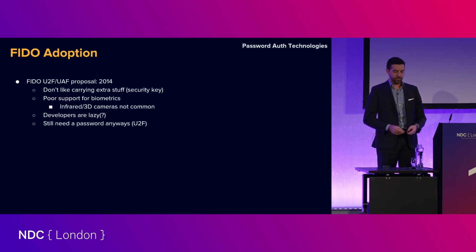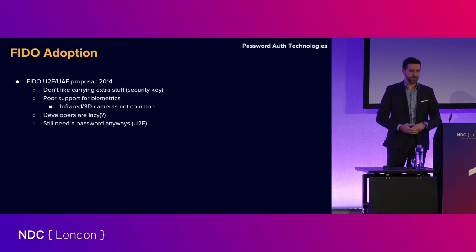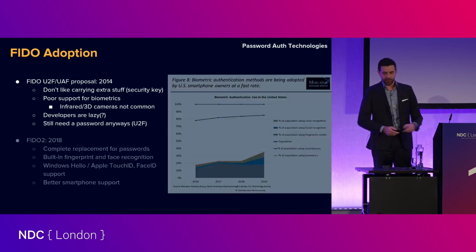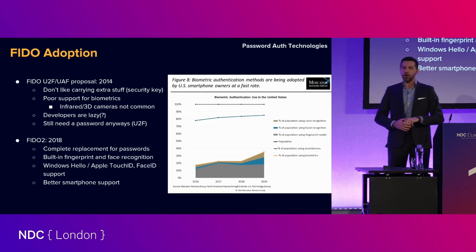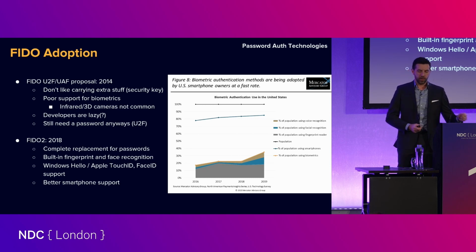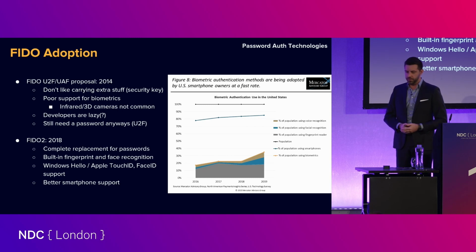There wasn't a lot of support for biometrics. Infrared and 3D cameras weren't common in laptops or desktops at the time. And the developers to use these systems said, well, if I need a password anyways, and this is just replacing my time-based one-time passwords, is it worth the effort? Not particularly. Didn't get a lot of adoption. But then FIDO2 comes along 2018, and we have all these cool convenient features, right? Convenience. Humans want convenience. So we now have a complete replacement for passwords.